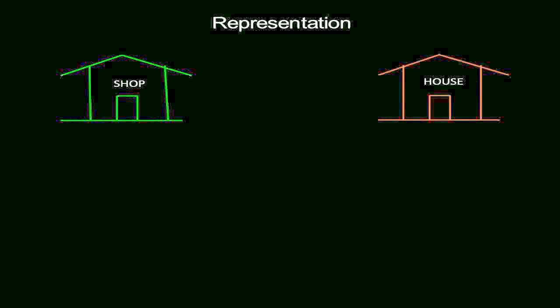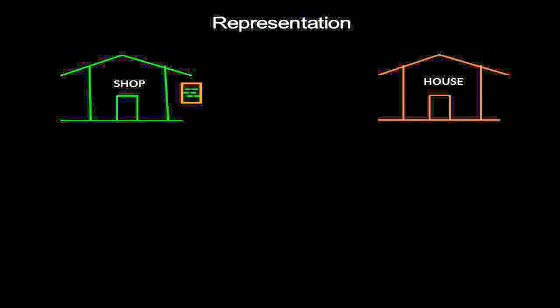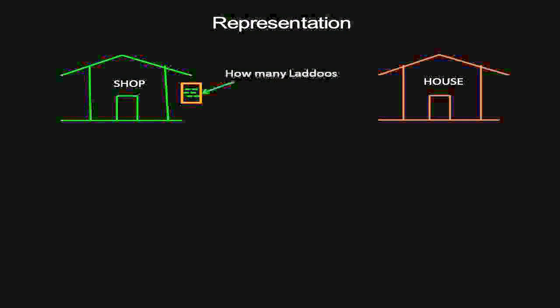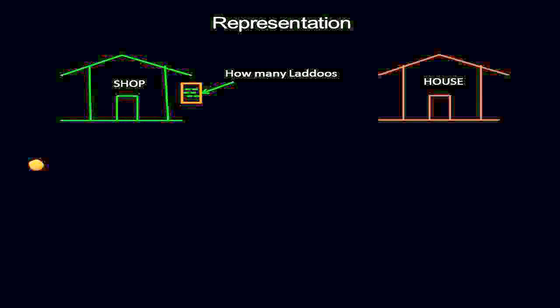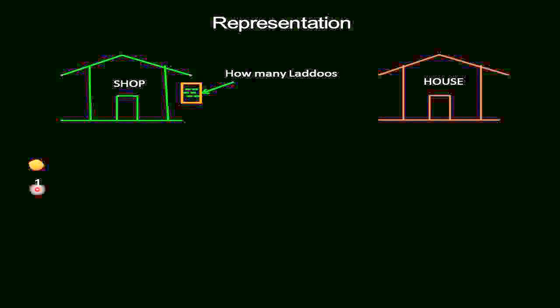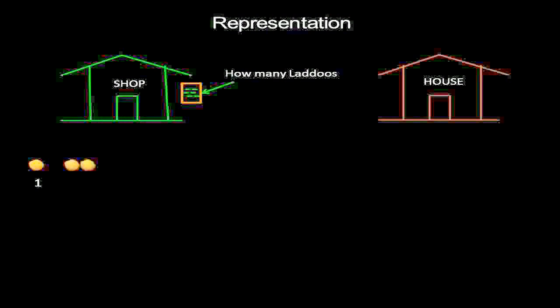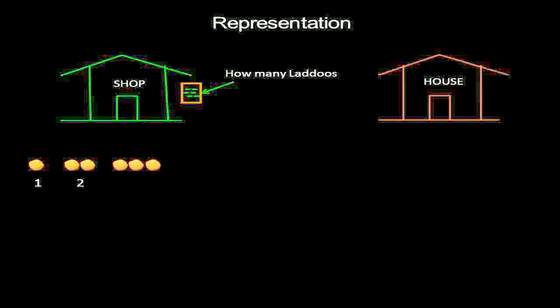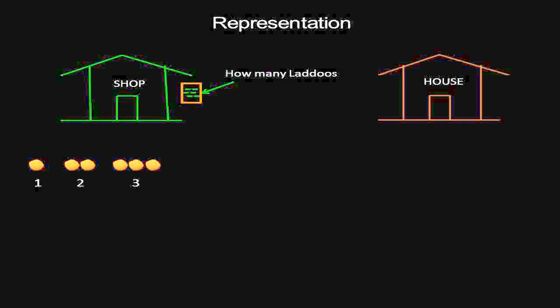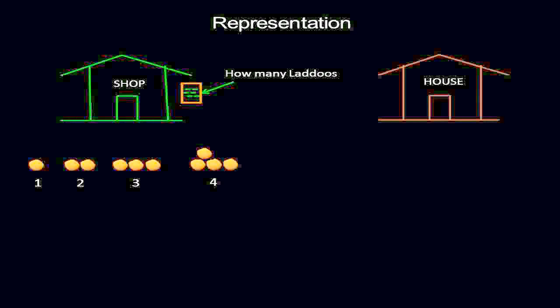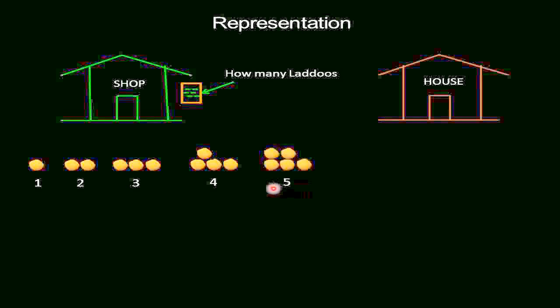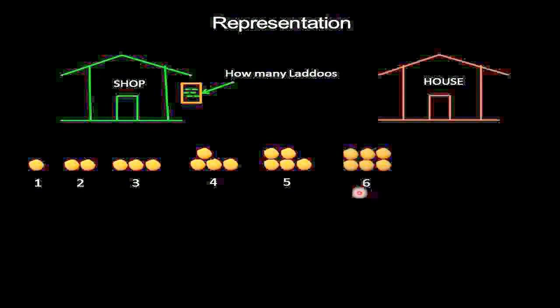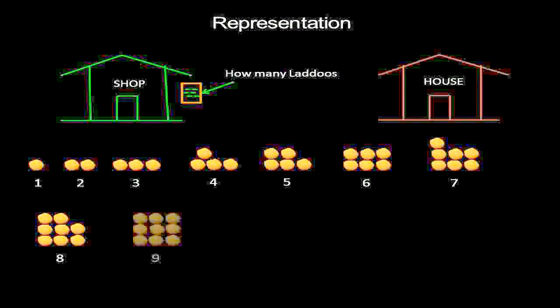But now let's say, apart from sending the laddus, the shop needs to send a bill, right, in which it is written how many laddus the shop is sending from the shop to the house. So let's say if they have to send 1 laddu, they'll put this symbol in the bill. If they are sending 2 laddus, they'll put this symbol in the bill. If it is 3 laddus, they'll put this symbol in the bill. 4 laddus will have this symbol. 5 laddus will have this symbol. 6 laddus will have this symbol, and so on and so forth.